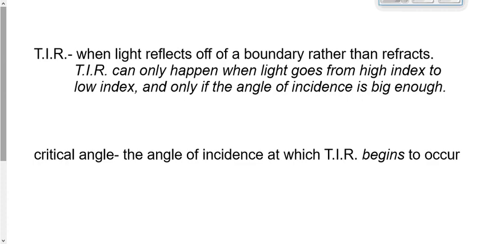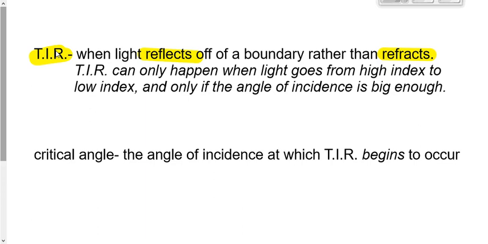This provides a nice little summary of what we just said. TIR, or total internal reflection, occurs when light reflects off of a boundary rather than refracts. So instead of going into the boundary and changing direction, it skips off the boundary and reflects off. Kind of like skipping a rock right off of the water. Instead of going into the water, it skips off the water.